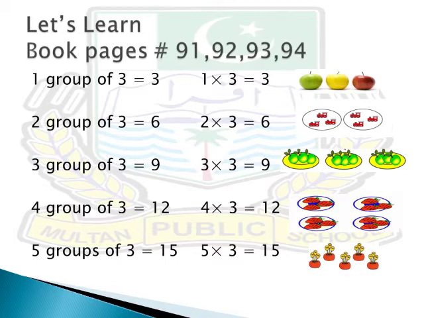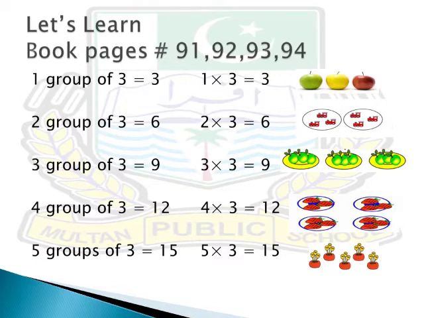One group of 3 is equal to 3. That means here there is one group which has 3 things inside. What is it equal to? One group of 3. 3 1s are 3, 1 3s are 3.